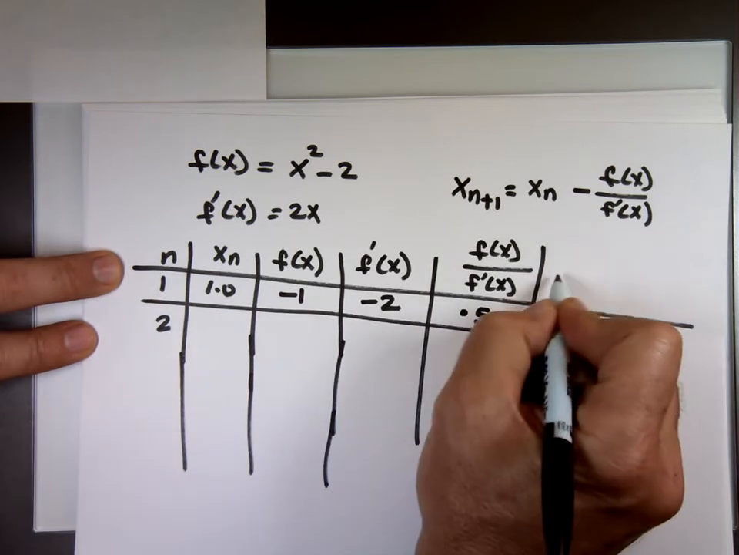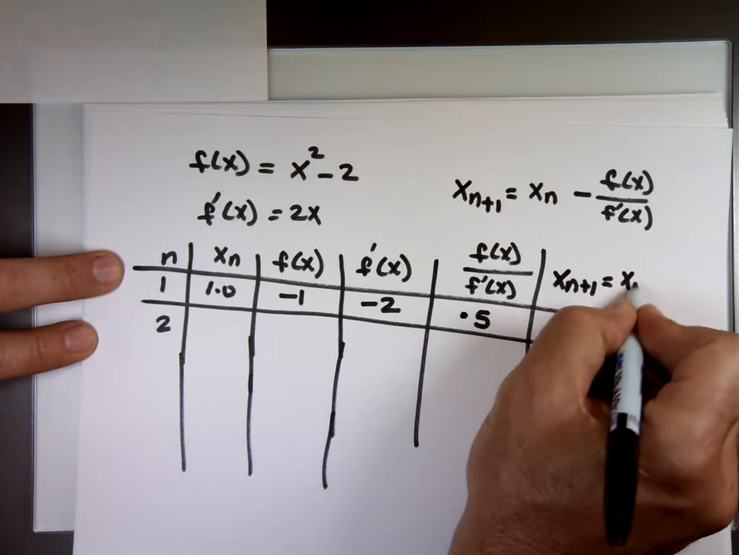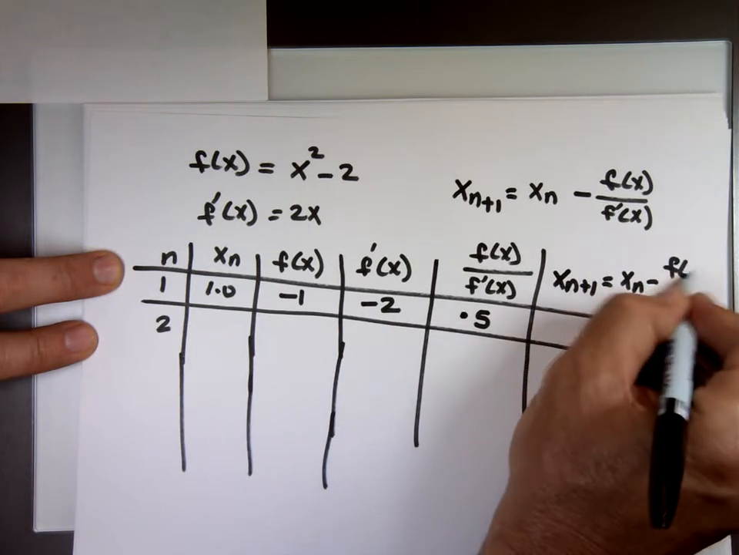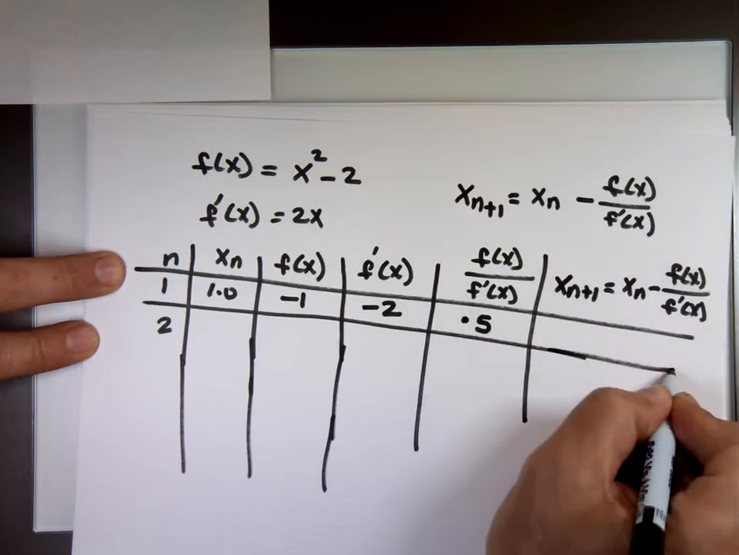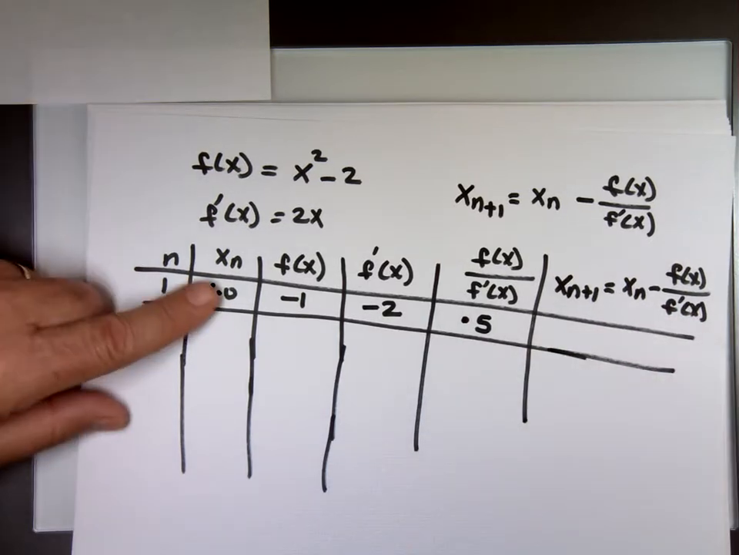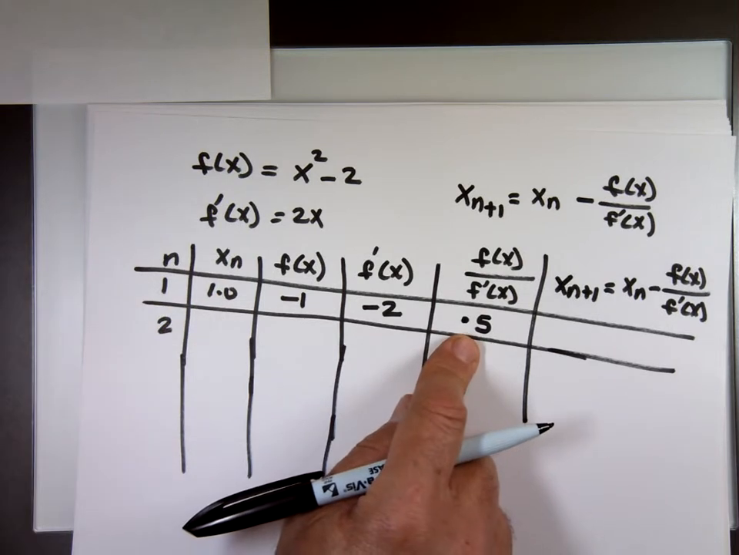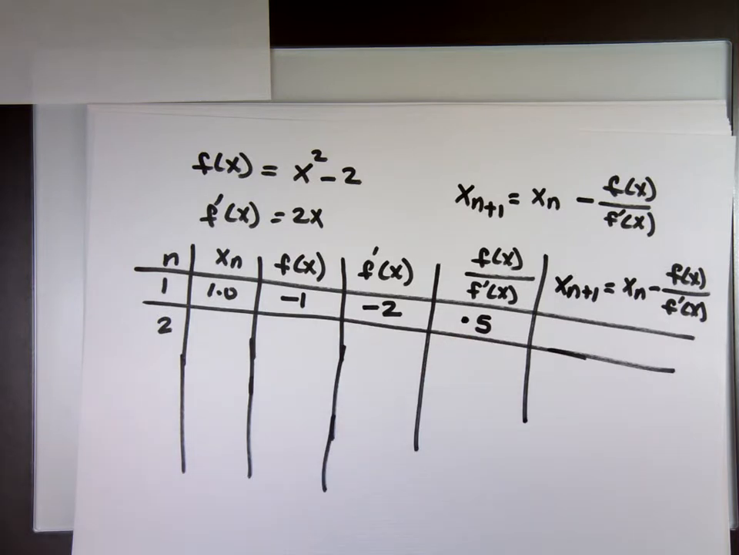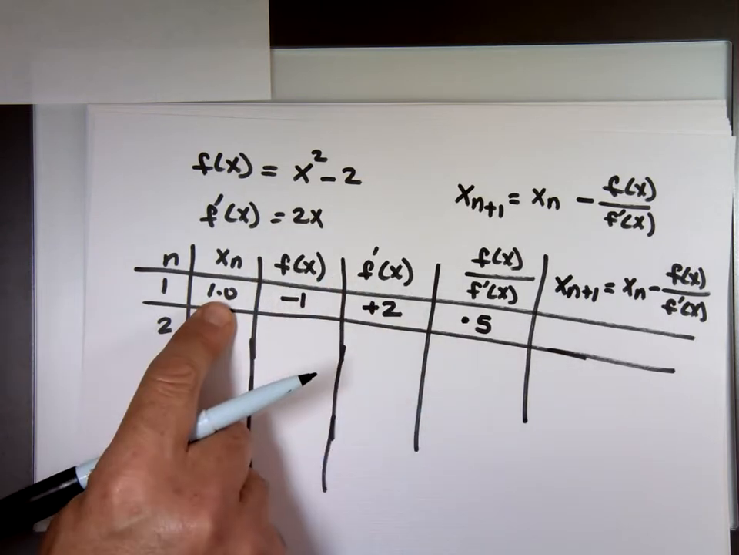And the next value is going to be the previous one minus this one. So the next value is going to be 1 minus the 0.5. What's 1 minus the... Yeah, the derivative is plus 2, not a minus 2, right? 2 times a 1, which is what?